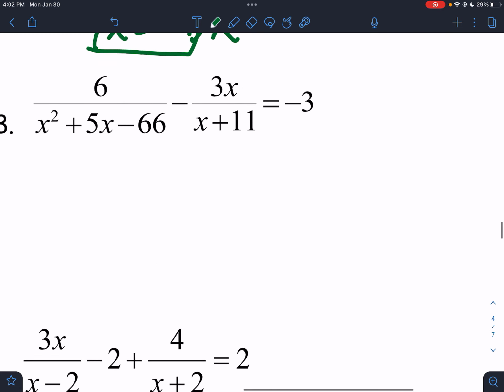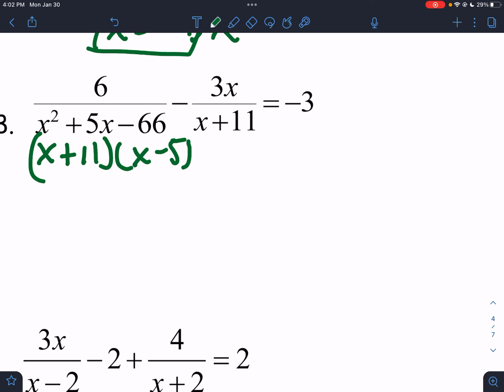Next question. We've got a lot going on. So I would factor first. What factors of 66 subtract to equal 5? Well, 11 and 6 was my first numbers that I thought of, and it's it. So we have plus 11 and minus 5. So if I multiply everything by that, we would have just 6. Here you would need just the minus 5, so it'd be negative 3x squared. So that's minus 3x squared plus 15x.